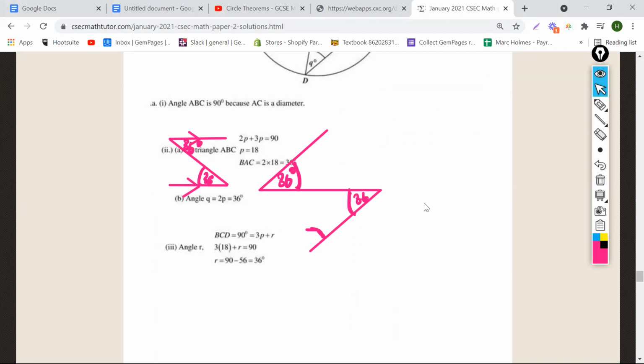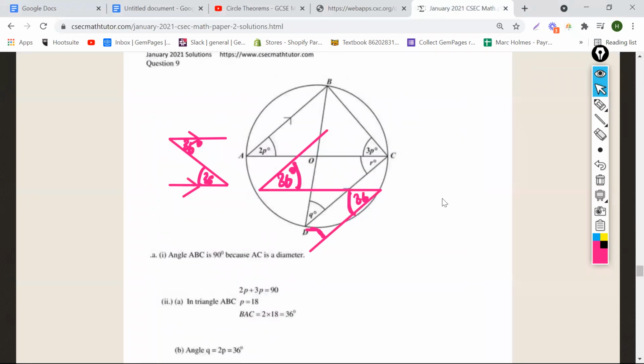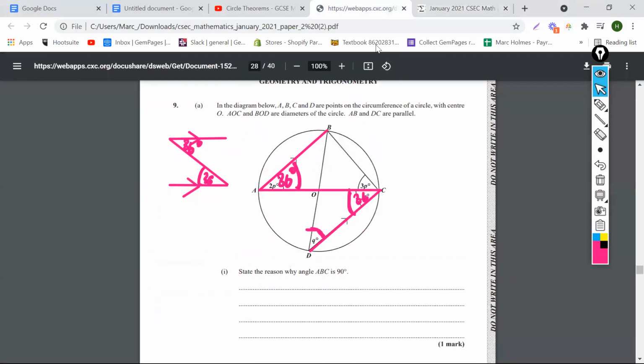Hold on. Q is equal to 2P. Let me just double check that. Oh, no. These are definitely the same. Sorry about that. So guys, hold on. Let me just talk about this one more time.